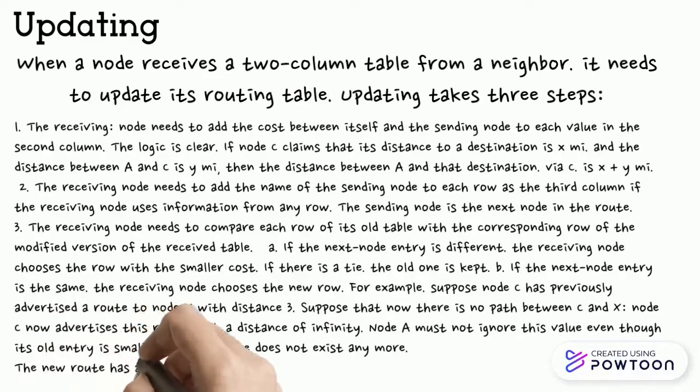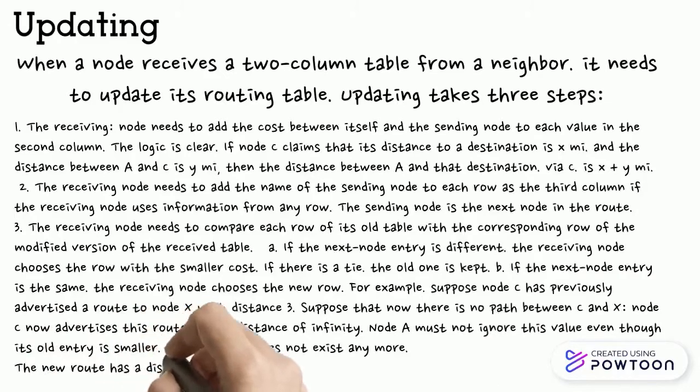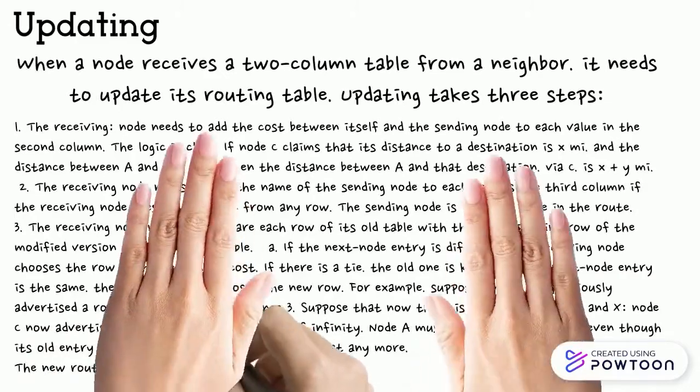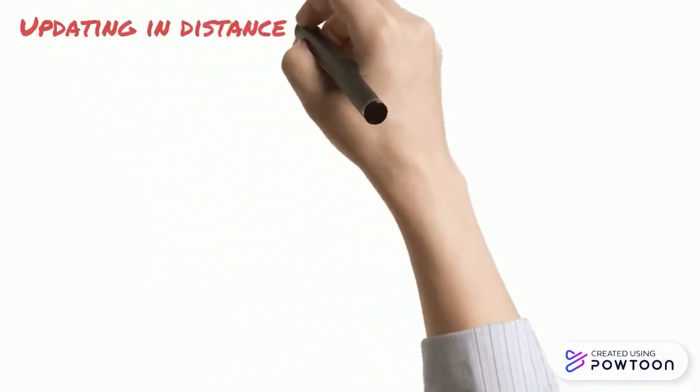Suppose that now there is no path between C and X. Node C is advertised this route with a distance of infinity. Node A must not ignore the value even though the old entry is smaller. The old route does not exist anywhere. The new route has a distance of infinity. Updating in a distance vector routing example, C to A.